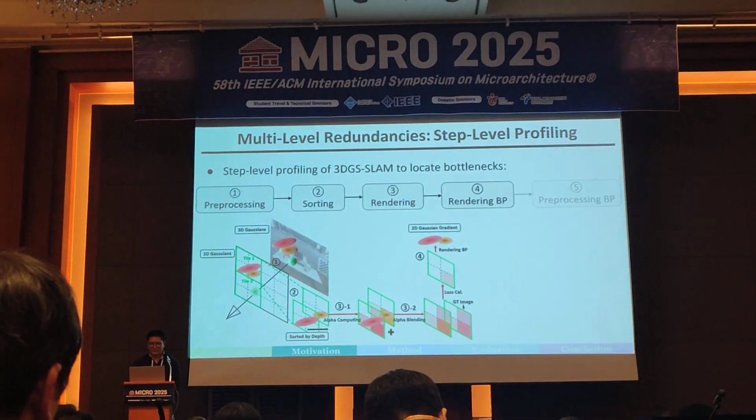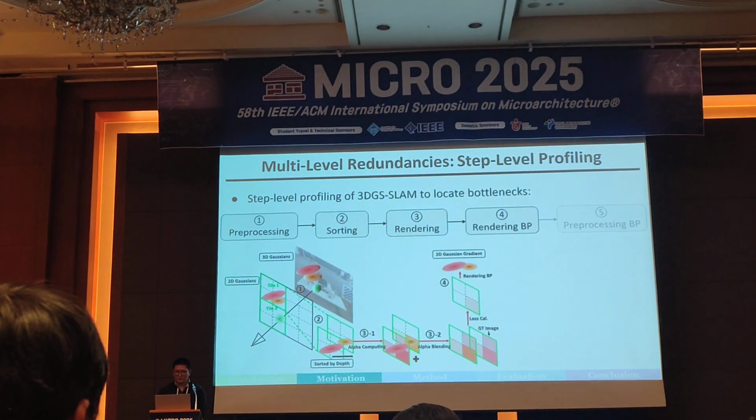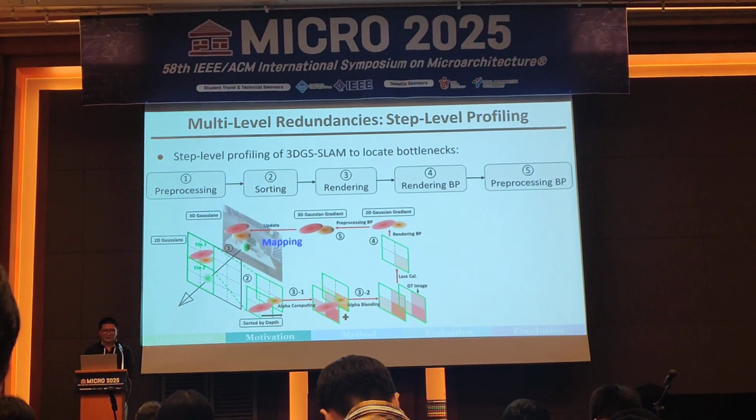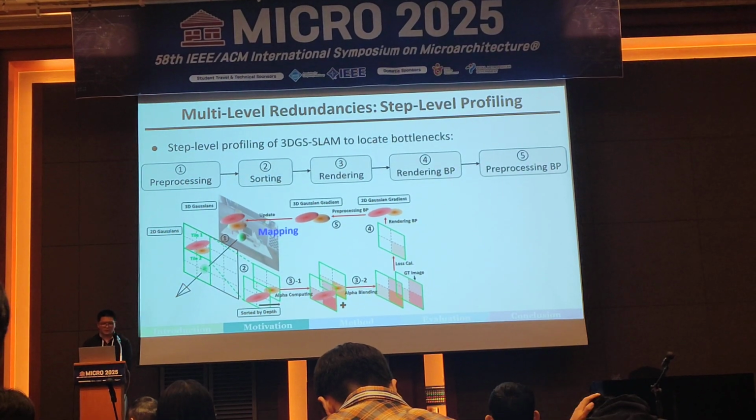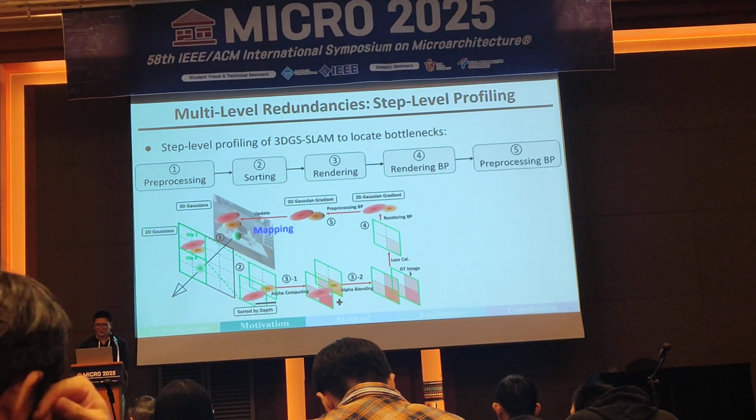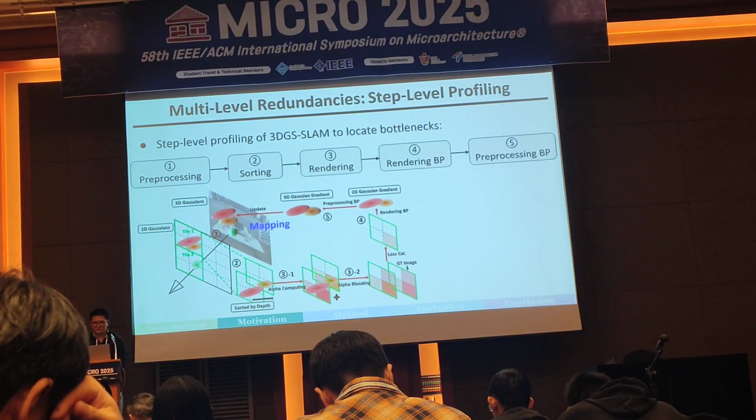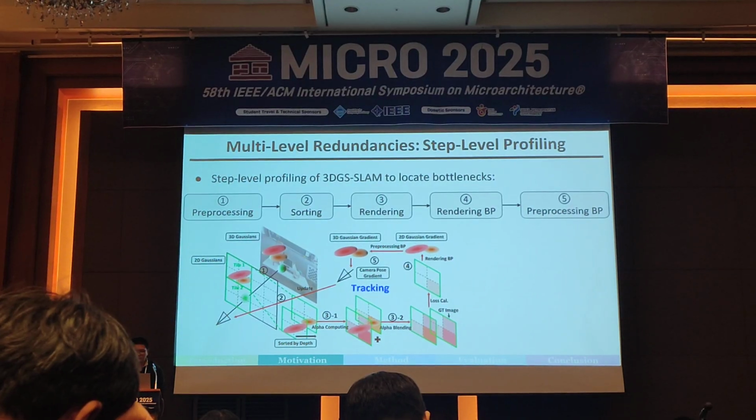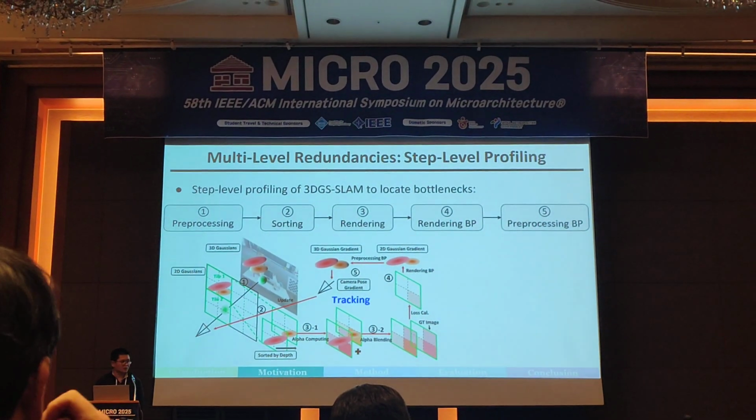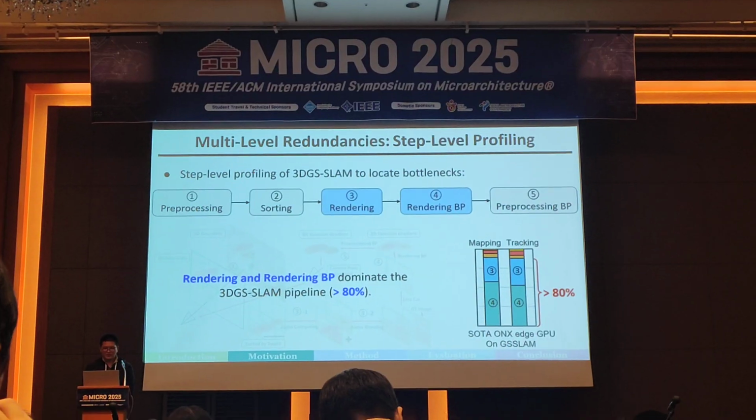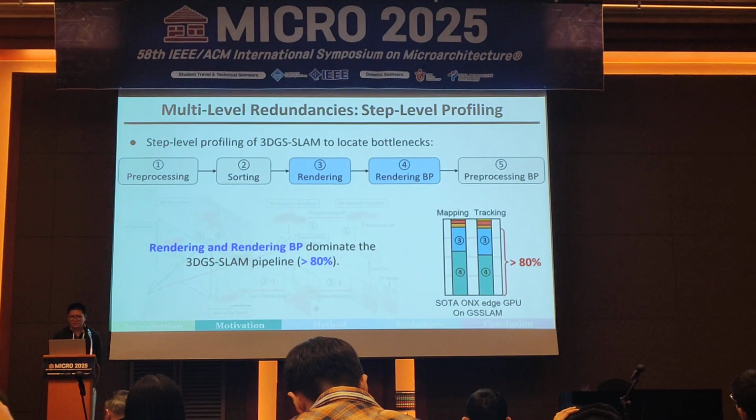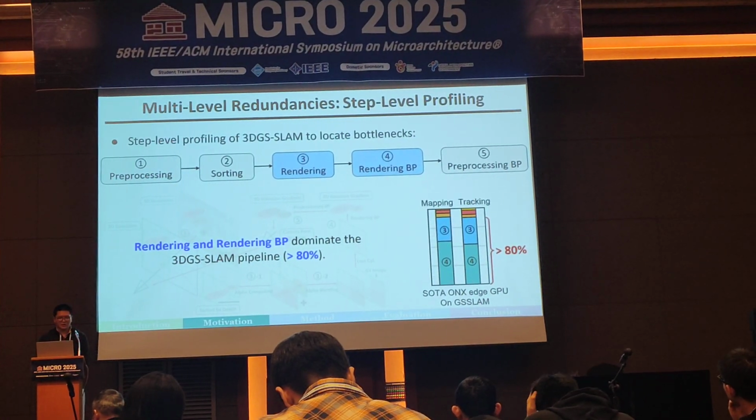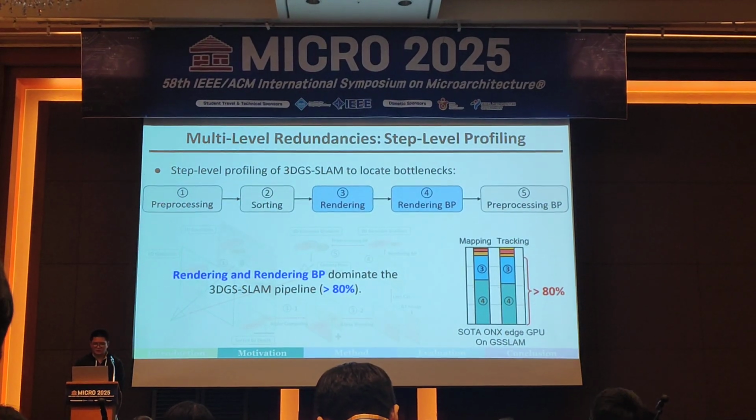The fourth step is the rendering propagation, which backpropagates the color gradients to each 2D Gaussian from the color loss. And the fifth step is the preprocessing propagation. During mapping, the 2D Gaussians pass their gradients back to the corresponding 3D Gaussians. And during tracking, the process goes one step further, propagating the gradients from the 2D Gaussians to the camera pose. According to our profiling results, in both tracking and mapping, the rendering propagation dominates the 3D Gaussian splatting pipeline, accounting for more than 80% of the total execution time.